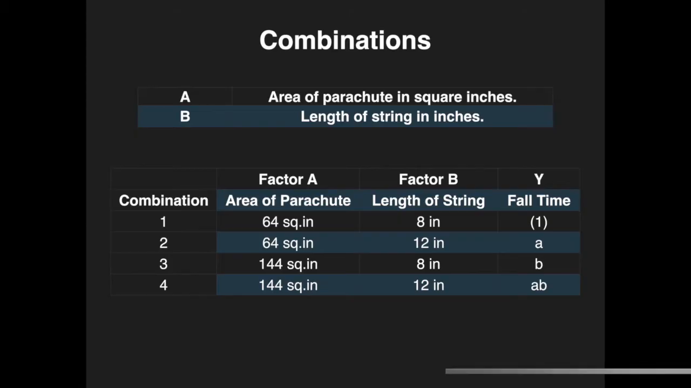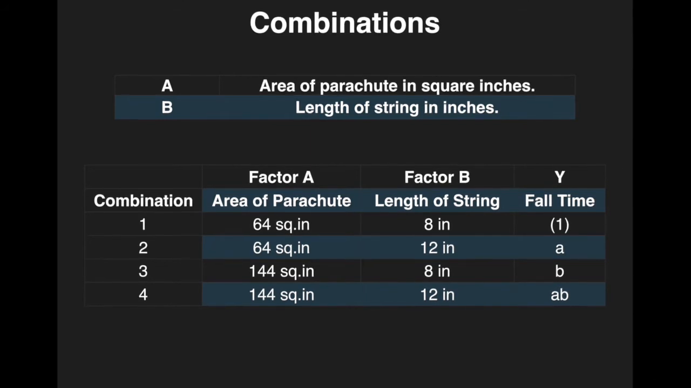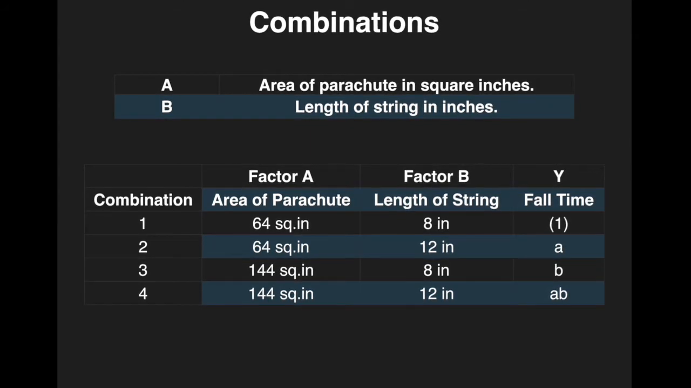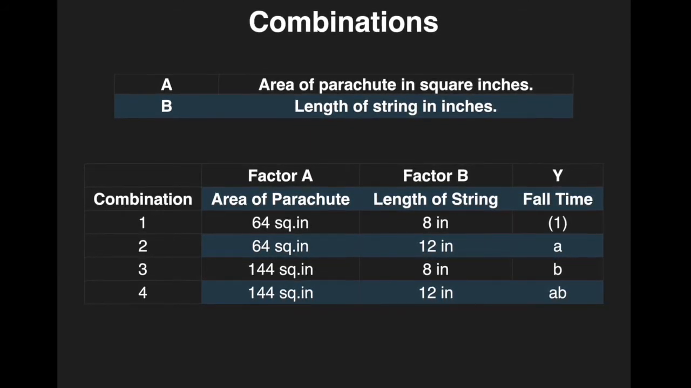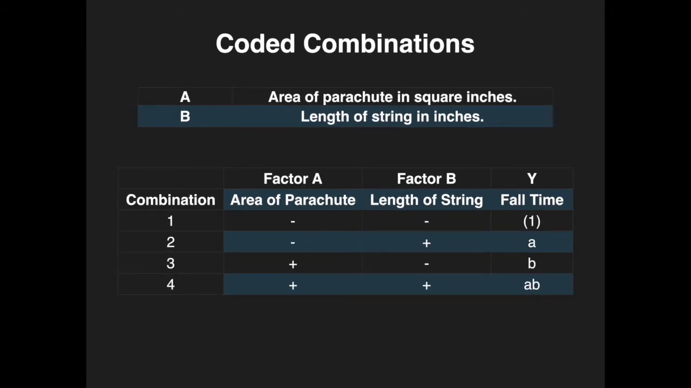With me on the phone is Dr. Alvarez, President of Data Analysis for Solar Lovin. Hello, Ryan. Here at Solar Lovin, it was decided that the variables consisting of the area of the parachute and the length of string were of utmost importance for flight time. As previously mentioned by my colleague, Dr. Shoemaker, we tested the respective high and low levels of each variable.